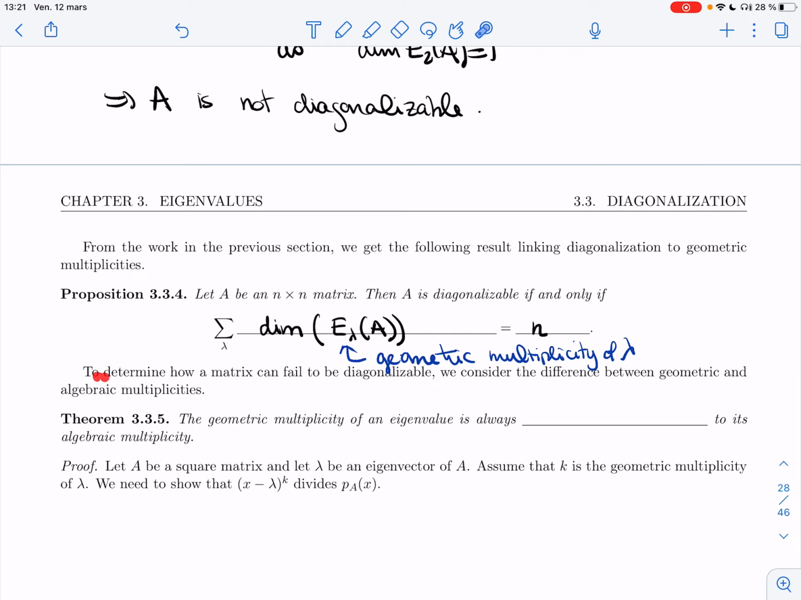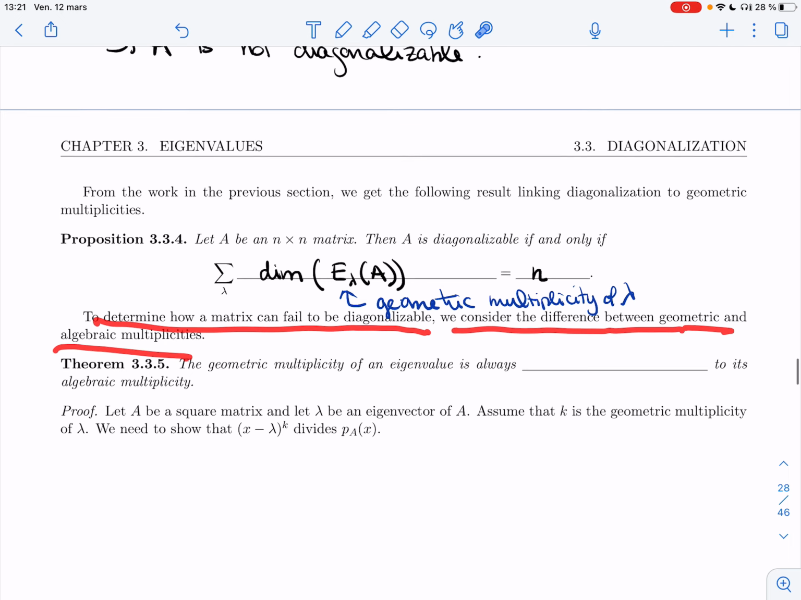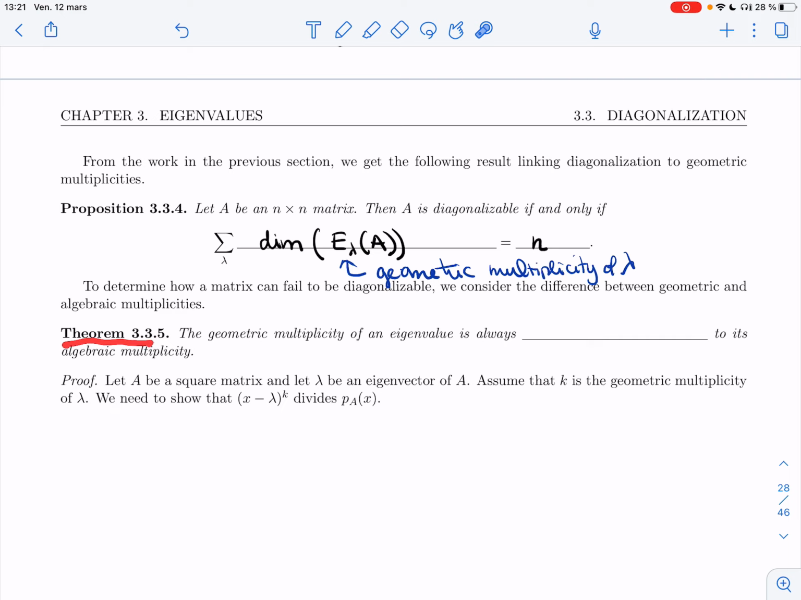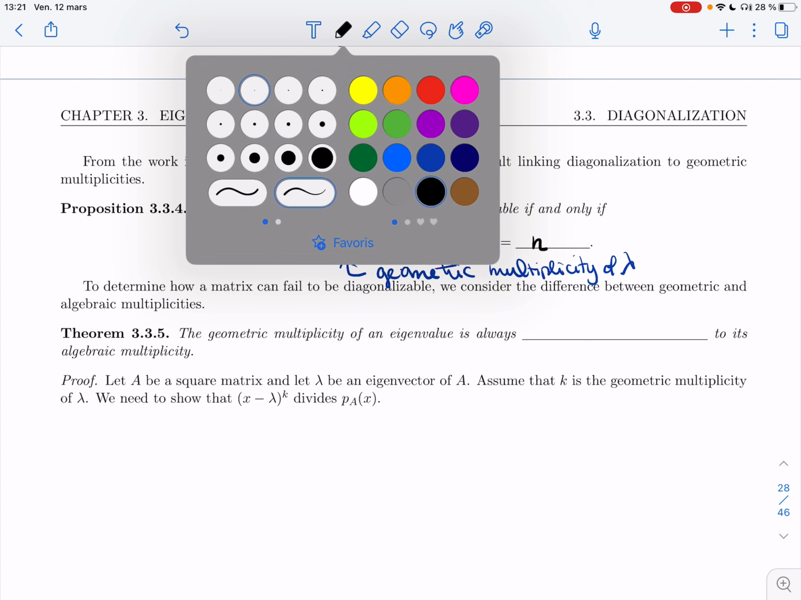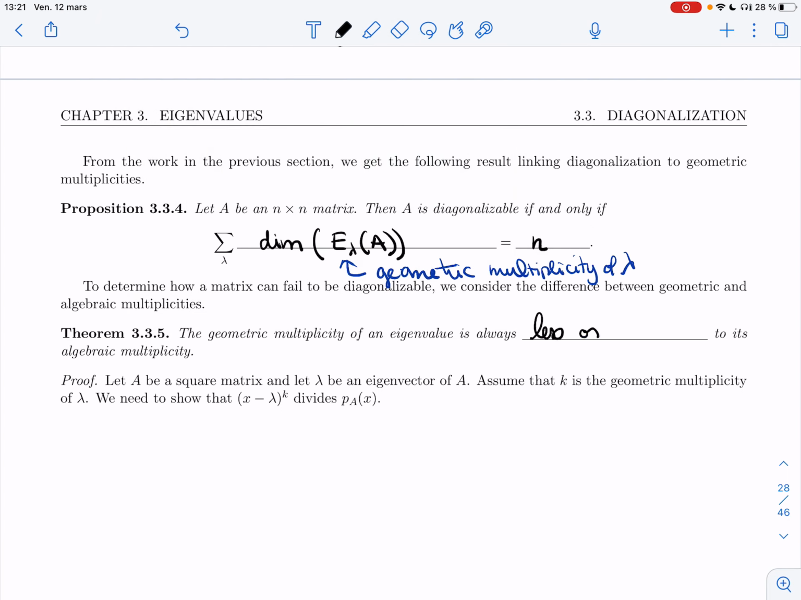All right, so to determine how a matrix can fail to be diagonalizable, we consider the difference between the geometric and the algebraic multiplicity. The theorem here, Theorem 3.3.5: the geometric multiplicity of an eigenvalue is always less than or equal to its algebraic multiplicity. So the algebraic multiplicity is bigger in some cases, equal to the geometric multiplicity in others, but it can never be less. All right, so we'll prove this.